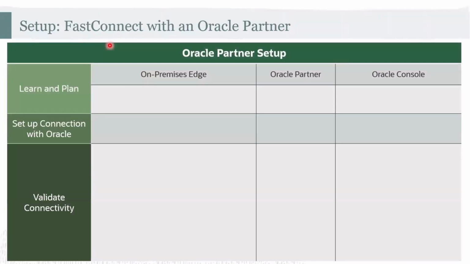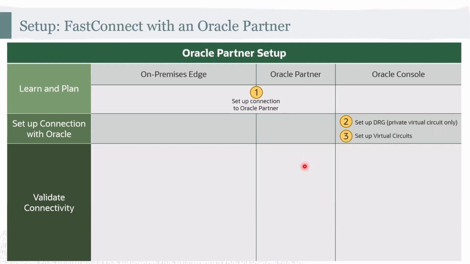Now let's look at the steps that you need to perform in the case of FastConnect with an Oracle partner. The first step is to order the connection from the Oracle partner. Keep in mind that it may take some time depending on the partner. Now we know that in the case of FastConnect, if we are talking about the logical connections, there is a private virtual circuit and there is a public virtual circuit. If you plan to use a private virtual circuit or private peering, then you also need to set up a dynamic routing gateway.